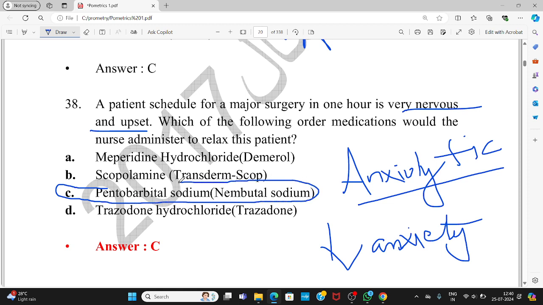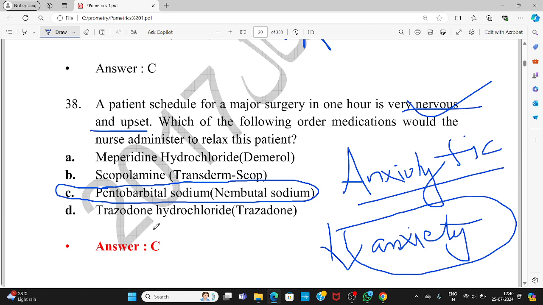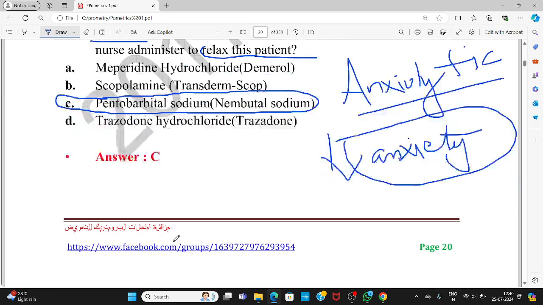So pentobarbital sodium is a drug which is used before surgery to reduce the anxiety, to reduce the nervousness, and make the patient comfortable or to relax the patient for the surgery.